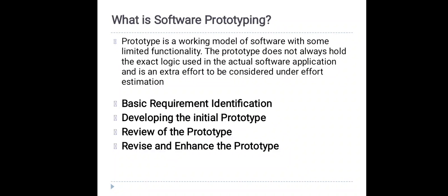So we have a certain stepwise approach that explains how to design a software prototype. There are certain steps: first, basic requirement identification, then developing the initial prototype, review of the prototype, and revision and enhancement of the prototype. So the first step is basic requirement identification.